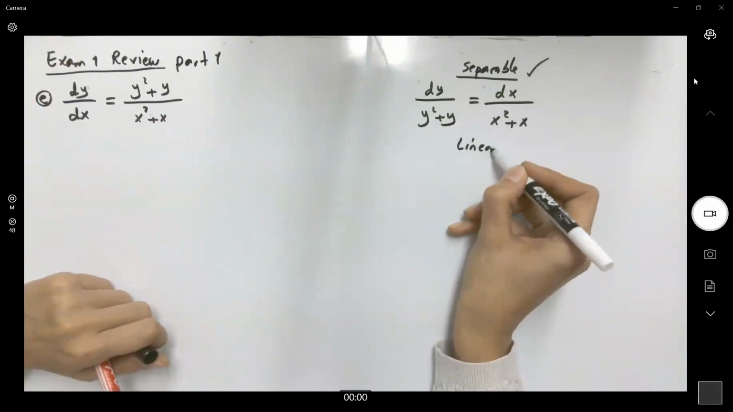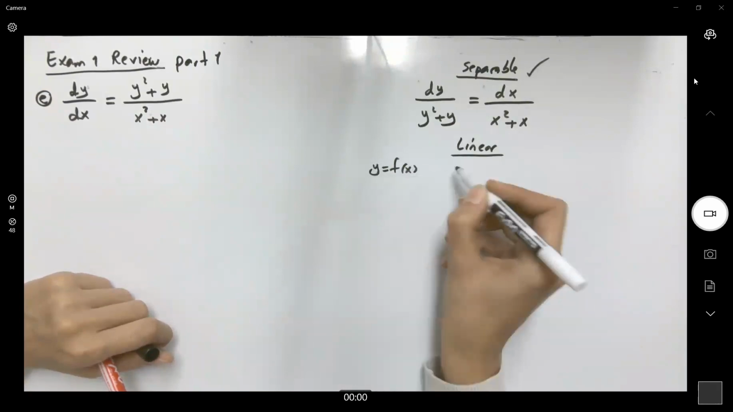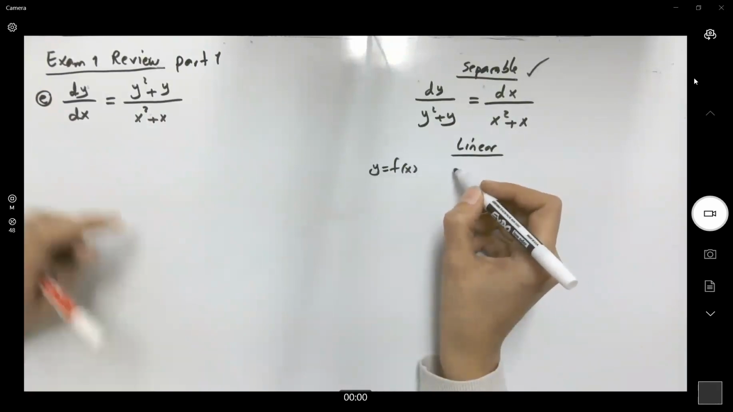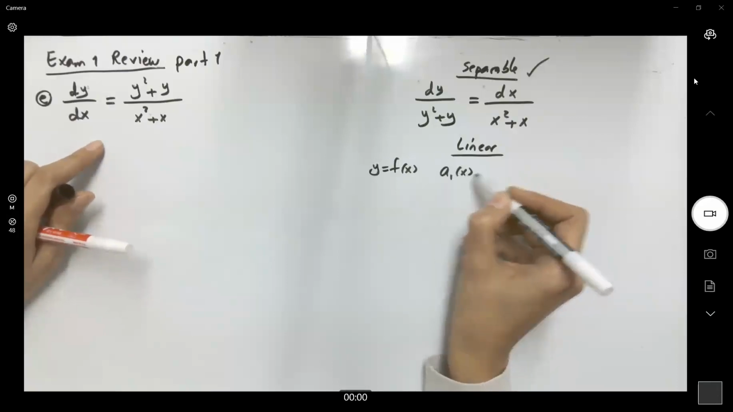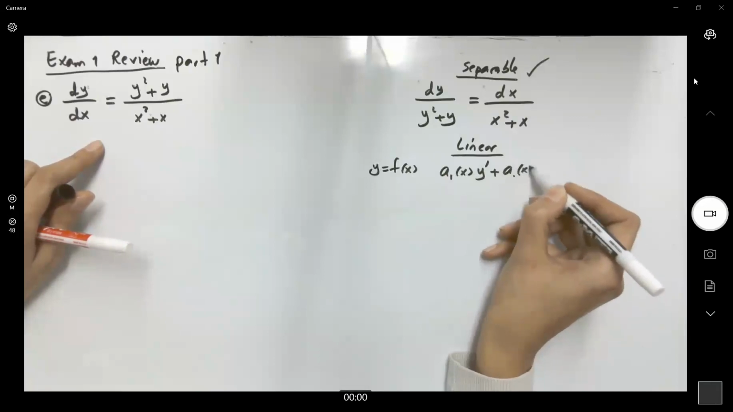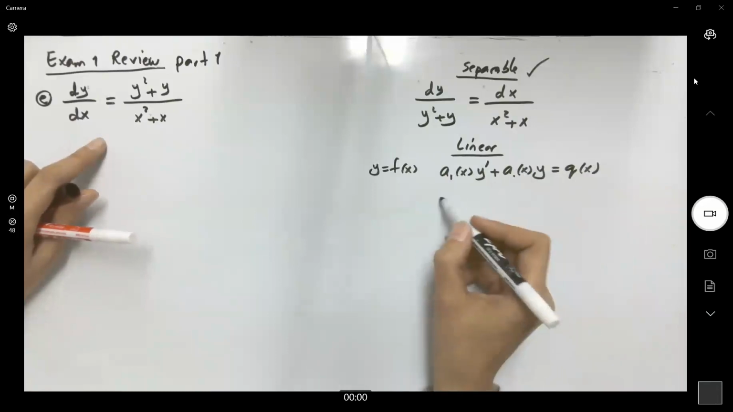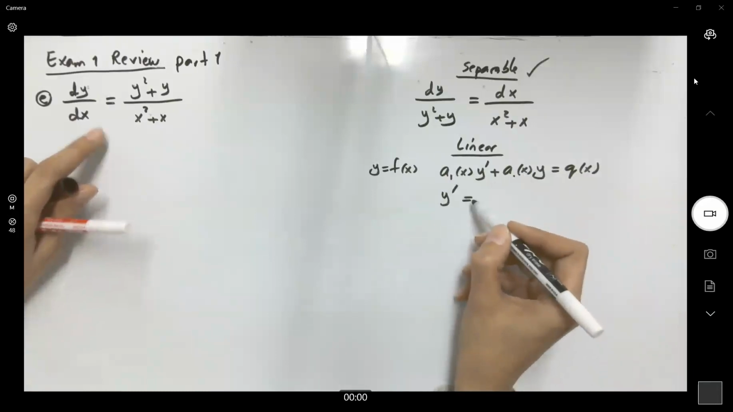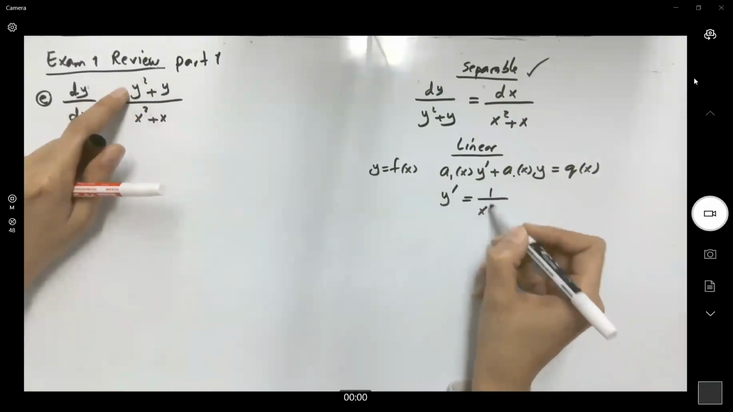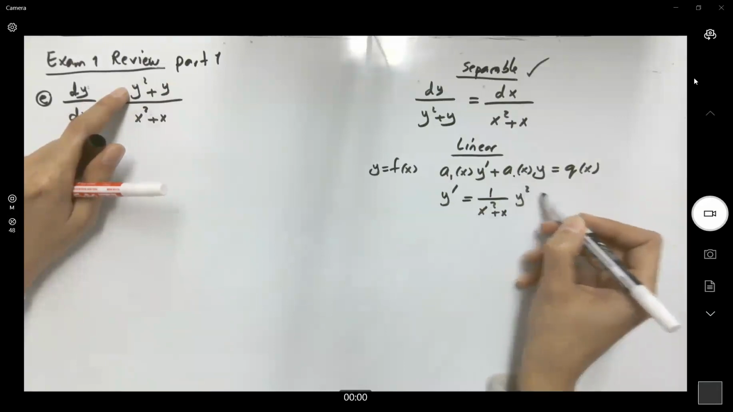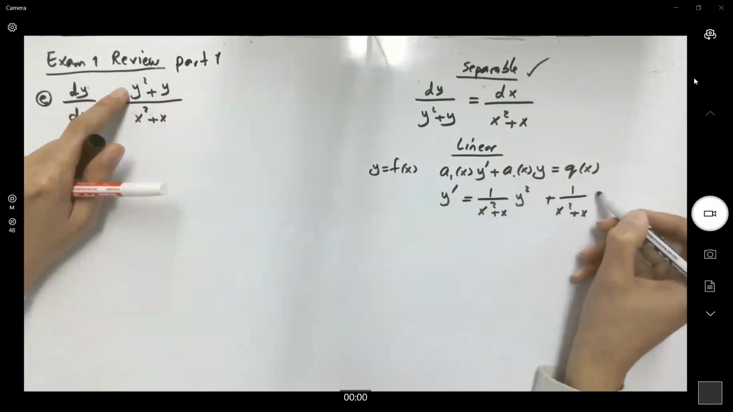Now let us move on to check to see if it's linear or not. If y is a function of x, we need to have the definition, and this differential equation must satisfy that definition, which is a1(x) y prime plus a0(x) y equals q of x. So let's take a look at this. We have y prime, and on the other side, if we just separate this fraction, you get 1 over x squared plus x times y squared, the red flag, plus 1 over x squared plus x times y.